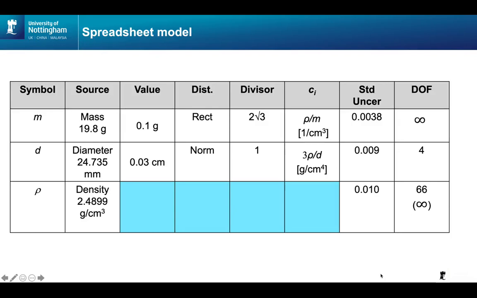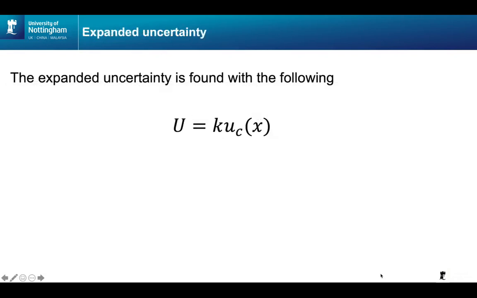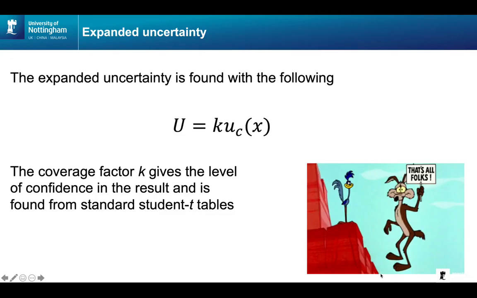In many cases, a number like 66 can be statistically treated like infinity. It doesn't seem like infinity, but as far as the tables we're going to use in a minute are concerned, it is. So the expanded uncertainty is found, and this is the thing that we would typically quote. It's the combined uncertainty multiplied by some k factor, which models the confidence. The coverage factor, as it's called, gives the level of confidence in the result.